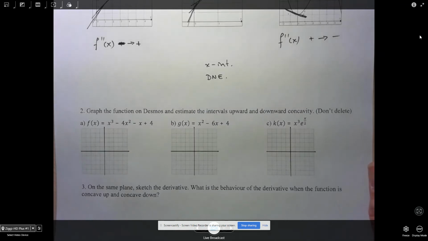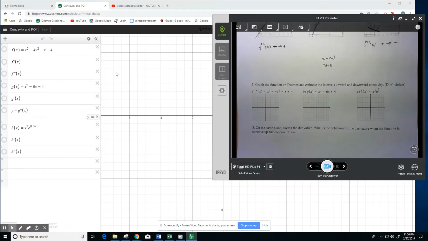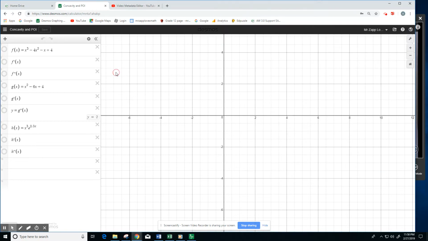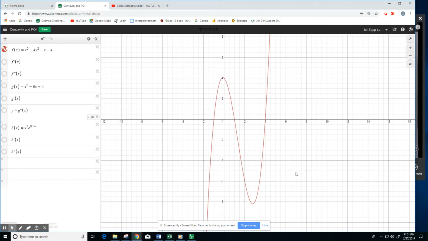All right, so we're back, and I've got Desmos ready to go here. So let's take a look at that first function. Okay, so there's the function, and I'm going to approximate here and just use my good judgment to see where it's concave down and concave up. Well, it seems to be concave down up to about maybe 1.5, somewhere in this neighborhood. And then at some point, it starts to become concave up.